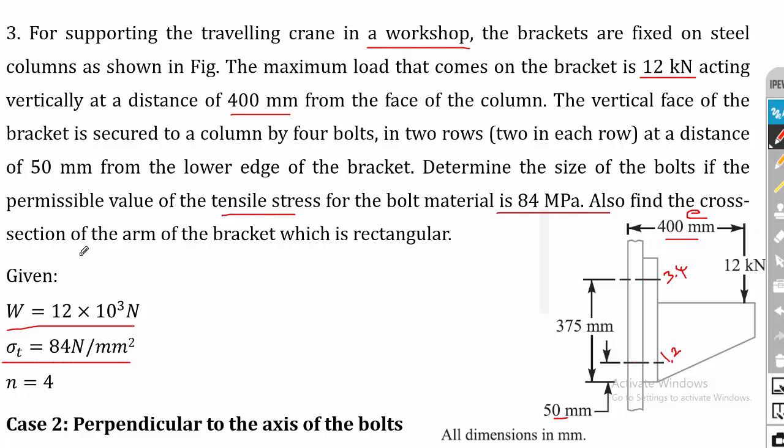Also find the cross section of the arm of the bracket, which is rectangular. So we also have to calculate the cross section of this arm. I'll tell you that later. First we will calculate the bolt diameter. Here the load is acting perpendicular to the axis of the bolt, because this is the axis of the bolt and the load is acting in the perpendicular direction in a different plane, not in the same plane. So it comes under case 2, that is perpendicular to the axis of the bolt.